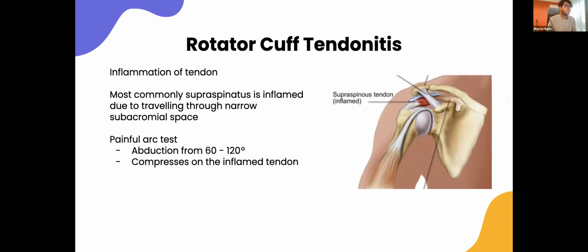The test that we do for this is painful arc, which is abduction from 60 to 120 degrees. And that's because earlier abduction is mostly handled by the other muscles. For example, the deltoids, I think, yeah. And as well, we have compression on the inflamed tendon when we're doing that part of abduction.